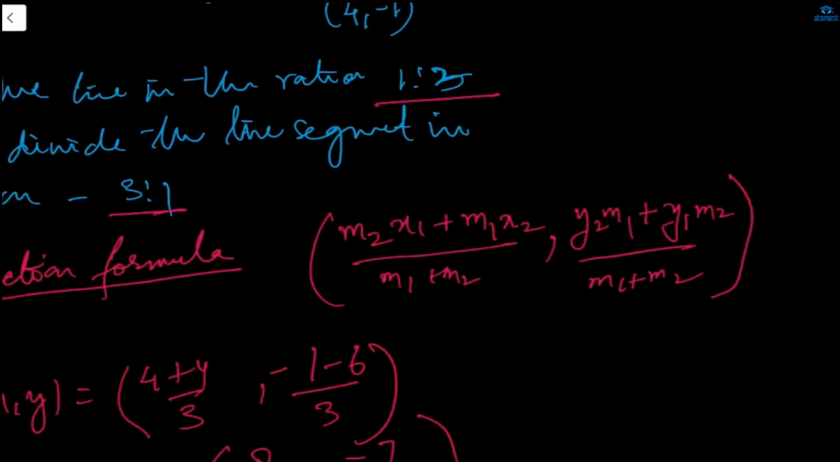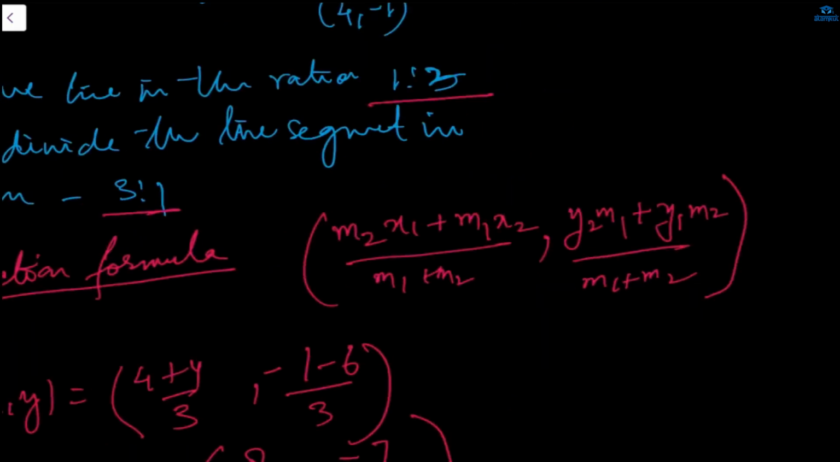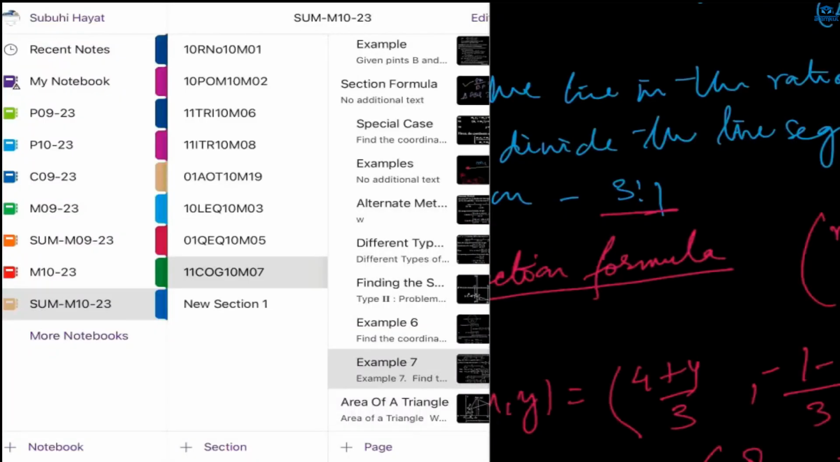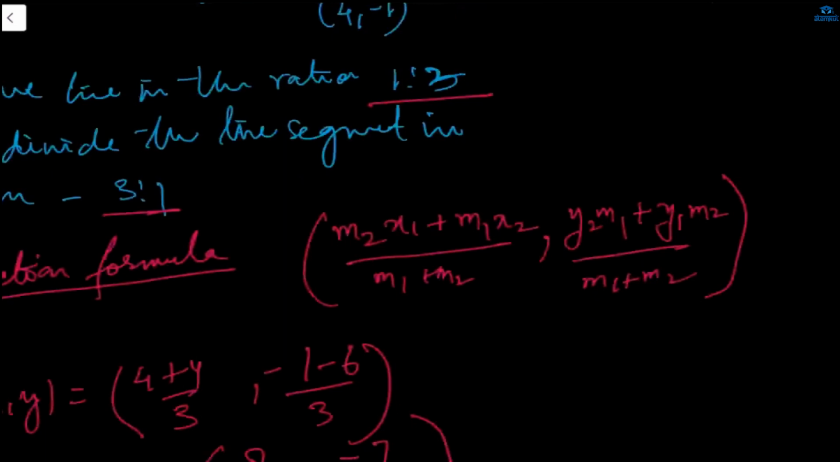That is important. Some formulas you have to remember: distance formula, section formula, and the next topic you will be having here is area of triangle. There also you will be having a formula. Since it is coordinate geometry, if the points are given, how you are going to solve them.